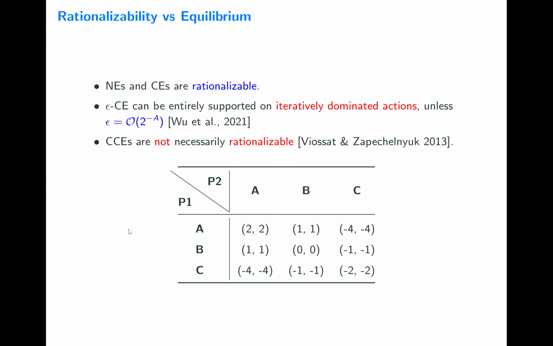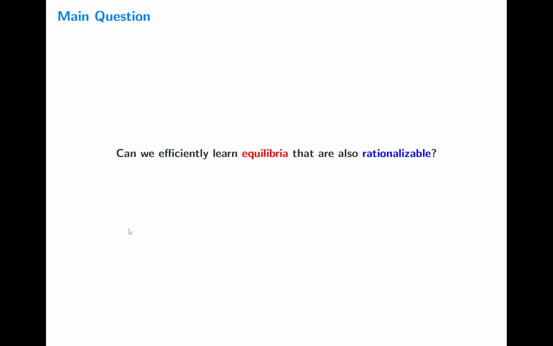Okay. So basically we know standard equilibrium concepts will not actually accommodate rationalizability, and standard equilibrium learning algorithms will not be able to learn a rationalizable strategy. So the main question we're going to ask here is, can we efficiently learn equilibria that are also rationalizable?